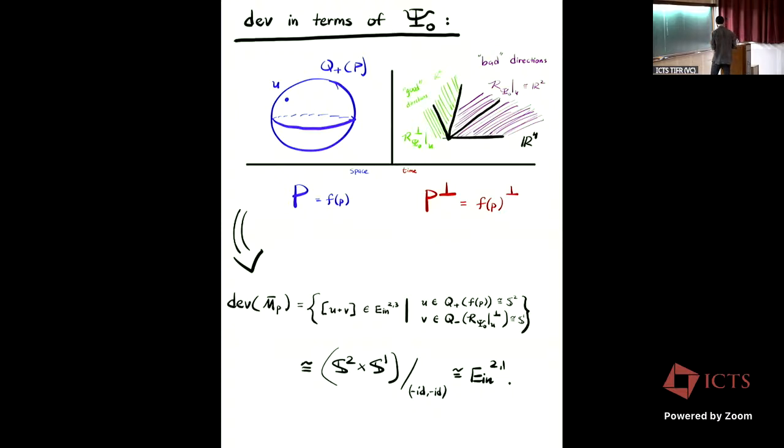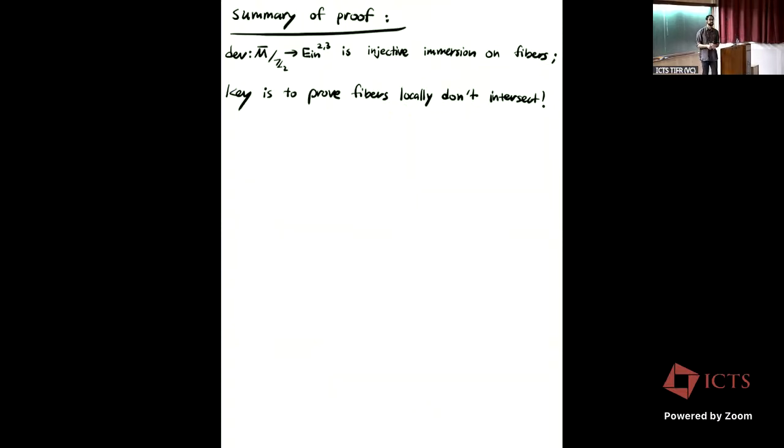So the summary of this whole section is that if we replaced our manifold M bar by taking some Z2 quotient, so that it has Einstein 2,1 fibers instead of S1 cross S2 fibers, then the developing map would be an injective immersion on fibers. So the key to prove that you actually have an immersion is to understand how those fibers are moving. And we saw that the fibers are completely determined by psi naught. So essentially, you need to understand how psi naught is moving. And that's really the very key ingredient.